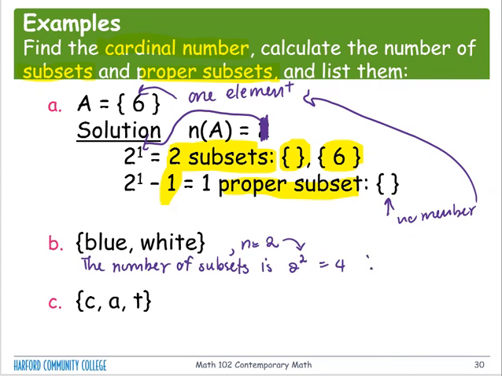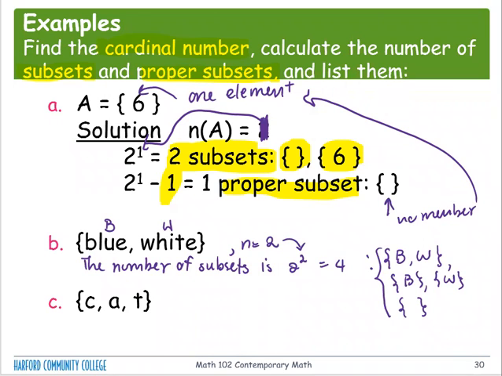And when we make a list, we're going to start with the first one. I'm going to use B and W to represent blue and white respectively. So the first set is the original set itself, which has 2 members, and then the next is the set containing only 1 member. And the next group is the set that has no member. So then the total is 1, 2, 3, 4. We have 4 subsets.